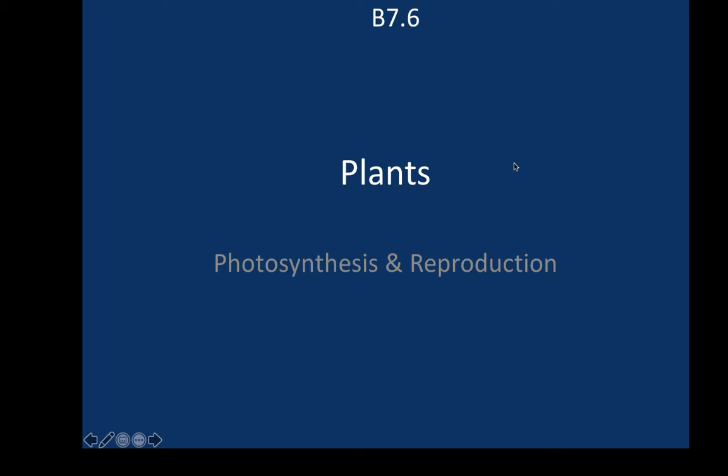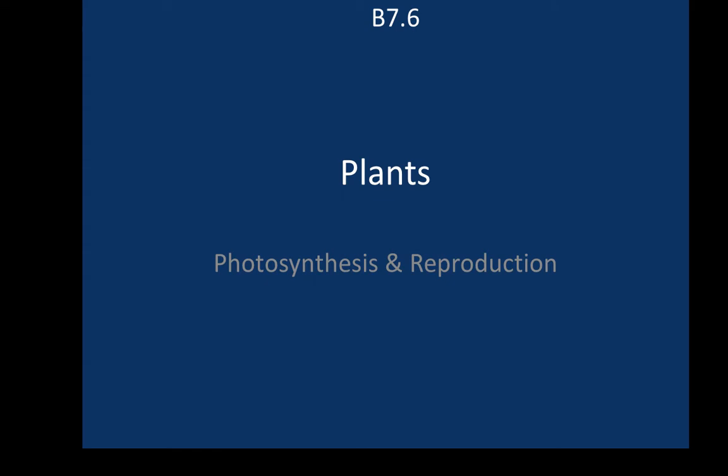Welcome back, everybody. Today, what I would like to do is provide some background information about photosynthesis and remind everybody about the importance of plants from an ecosystem perspective. We will go on tomorrow to look at the molecular level details of the process of photosynthesis itself.